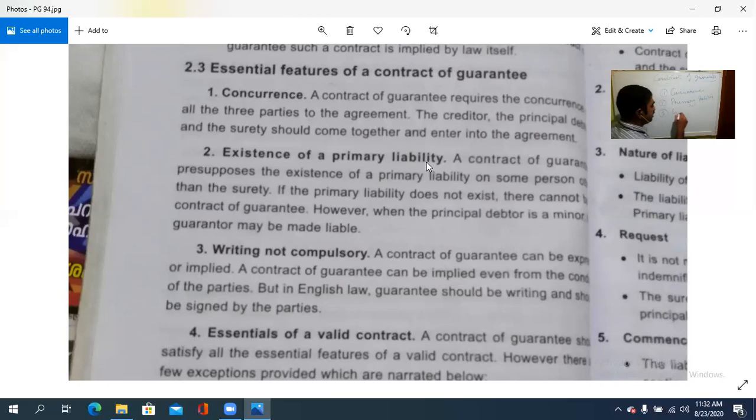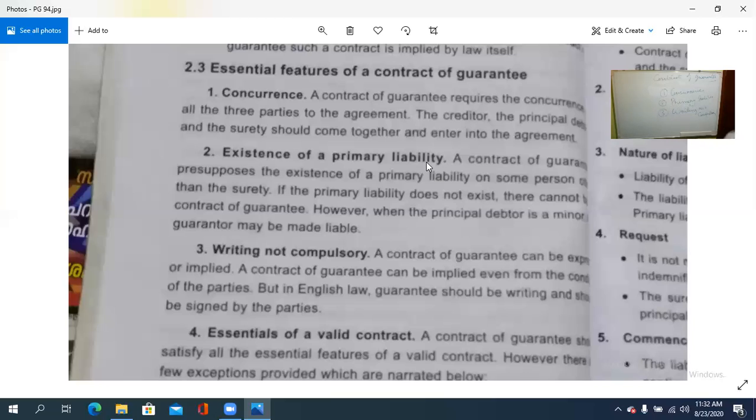Writing, not compulsory. എഴുത്താനുള്ള ഇതൊന്നും ആവശ്യമില്ല. A contract of guarantee can be express or implied. A contract of guarantee can be implied even from the conduct of the parties also. But in English law, guarantee should be in writing and should be signed by the parties. But Indian law, writing is not at all compulsory. വാക്കാൽ പറഞ്ഞാലും അതിതാണ്. അതാണ് contract of guarantee may be implied also.